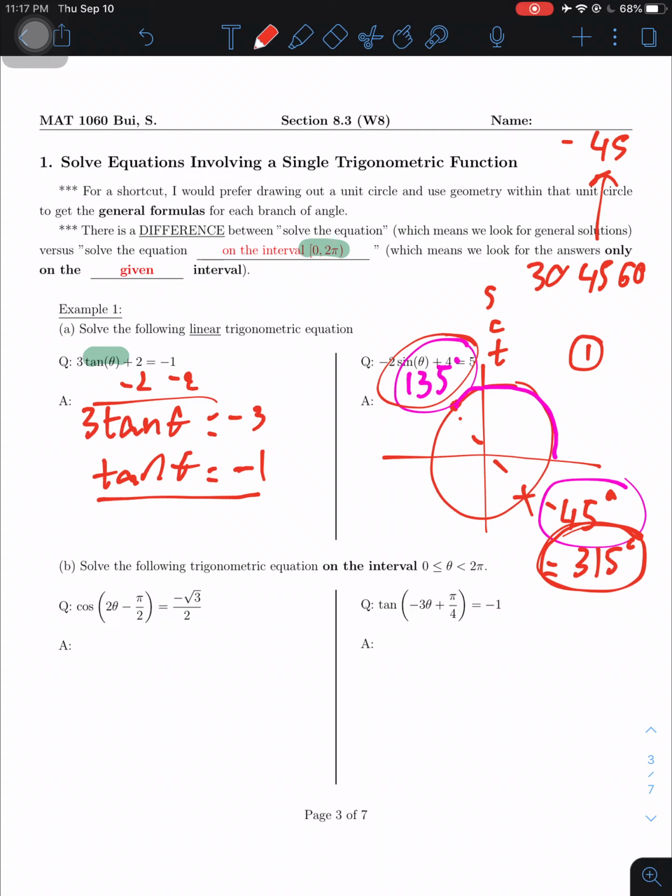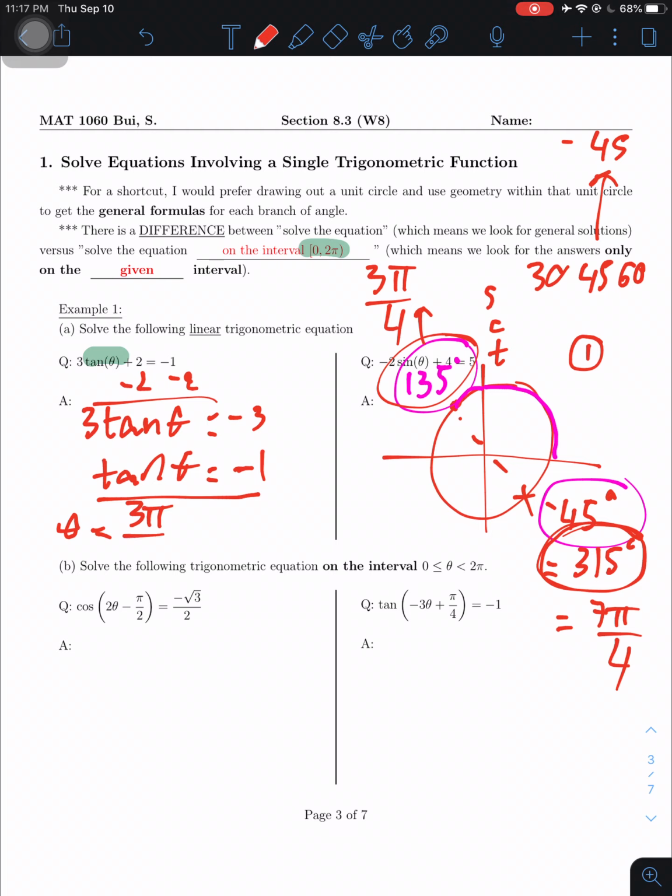How can we put them as the final answer? We're going to write theta equals, and if you want to put it into radian notation, because chances are you have to deal with radians from now on, all the way to the end of the semester, so you have to know how to convert it. This is 3 pi over 4, and the other one is 7 pi over 4. We're having two families, and we're going to put them down as two families in here.